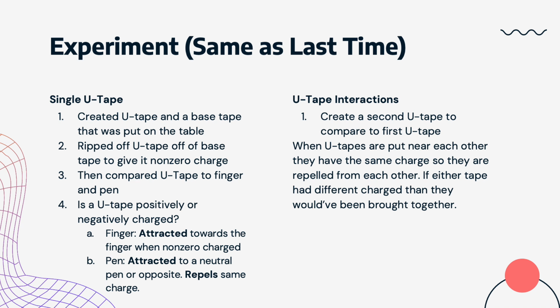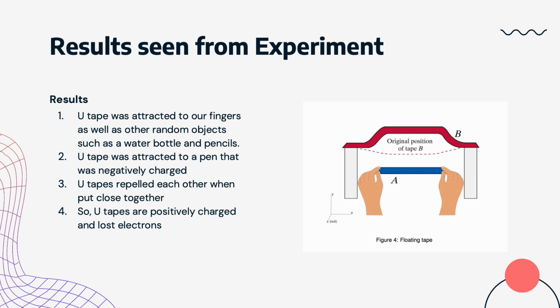And then when it came to our U-tape interactions, we created a second U-tape to compare to the first U-tape. We found that when U-tapes are put near each other, they have the same charge, so they repelled each other. If either tape had a different charge, then they would have been brought together.